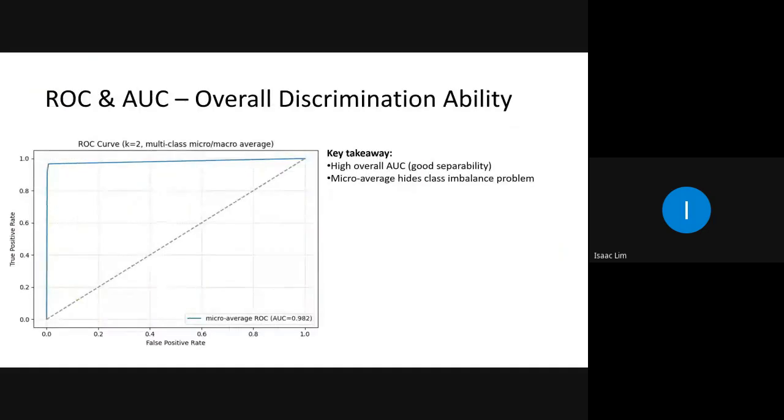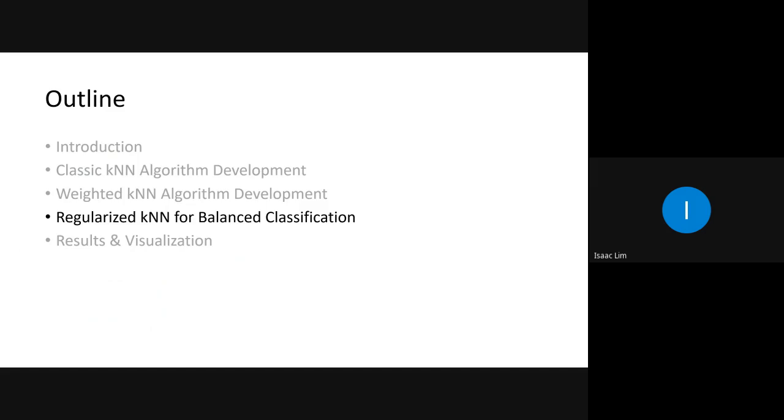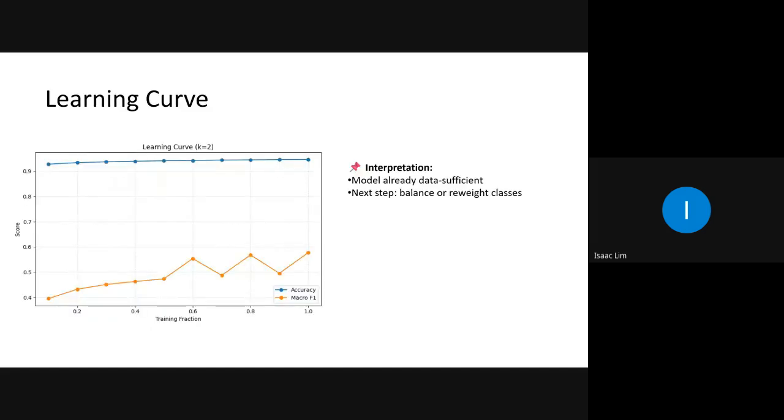Finally, the learning curve for k equals 2 shows that accuracy quickly saturates and the model is already data sufficient, and adding more training data won't improve much. Macro F1, however, fluctuates due to class imbalance. So the next step should be balancing or reweighing the classes to improve minority class performance.